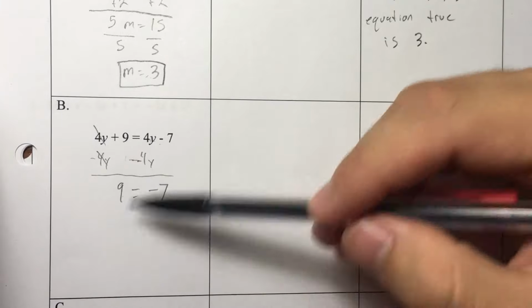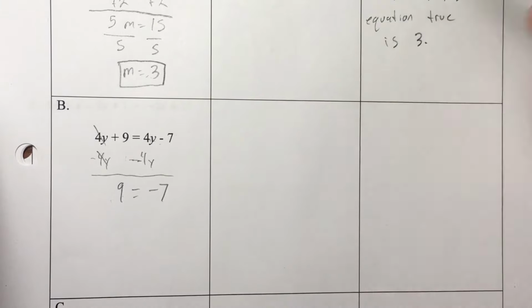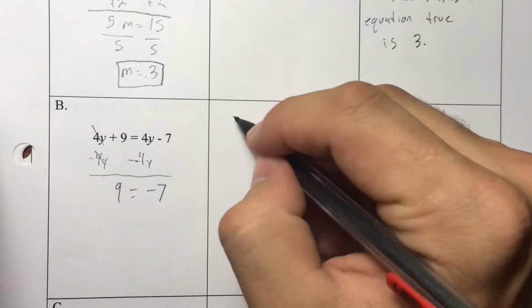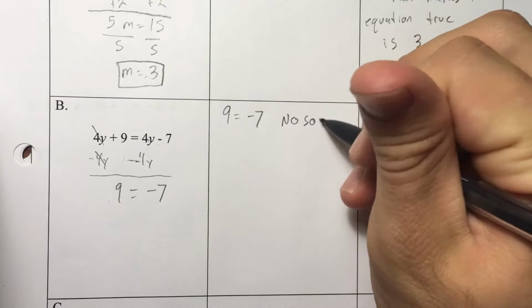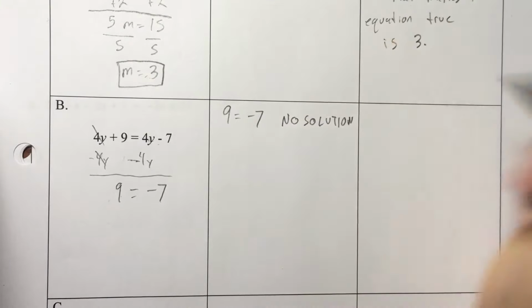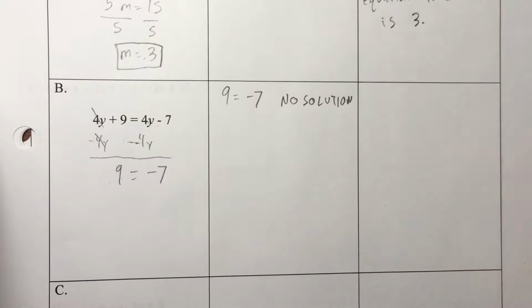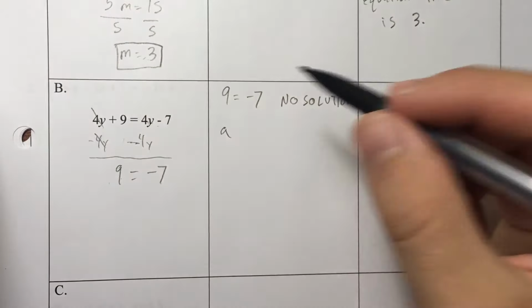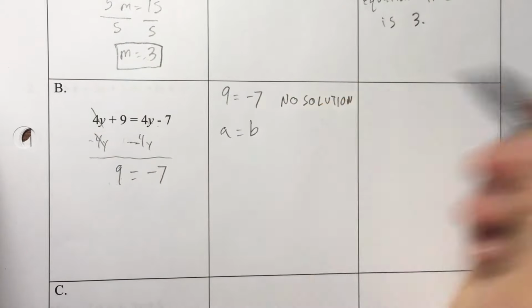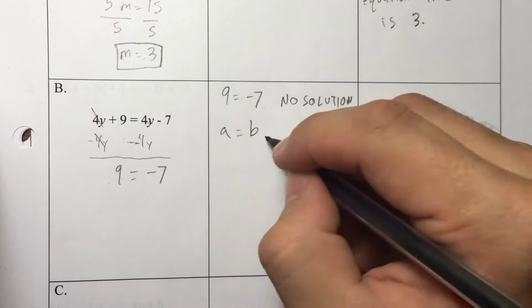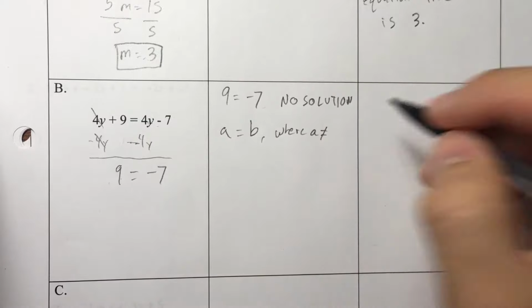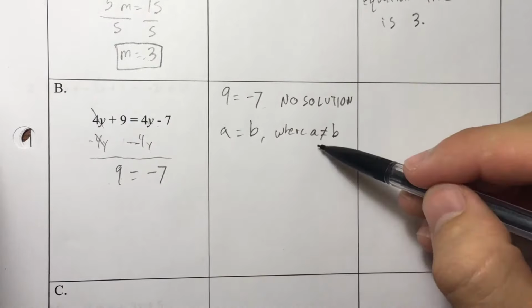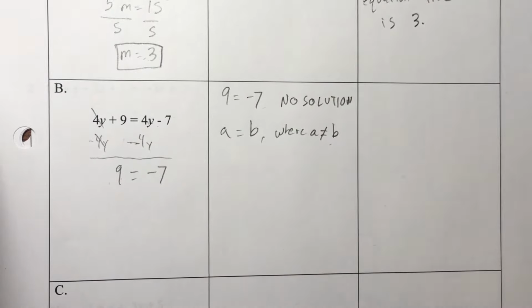Now, this might not make sense because obviously 9 does not equal negative 7. So over here, we can have our solution, 9 equals negative 7. We say that this has no solution. In this case, we got a number a, in this case 9, equal to b, in this case negative 7, where a was not equal to b, where a and b were different numbers.